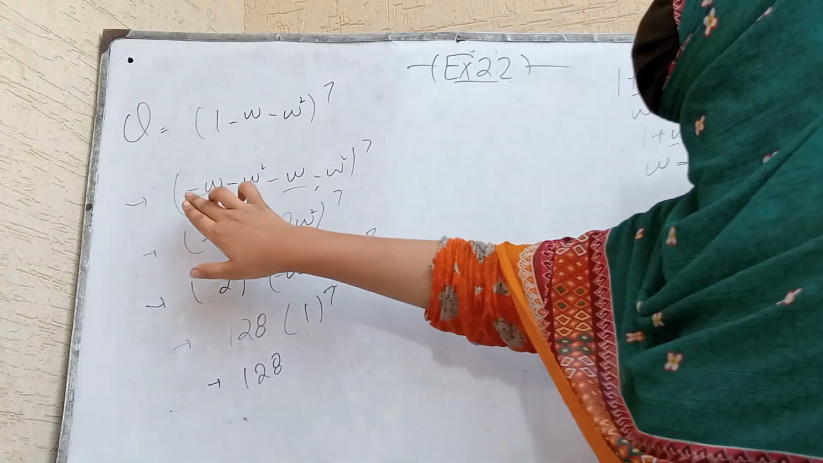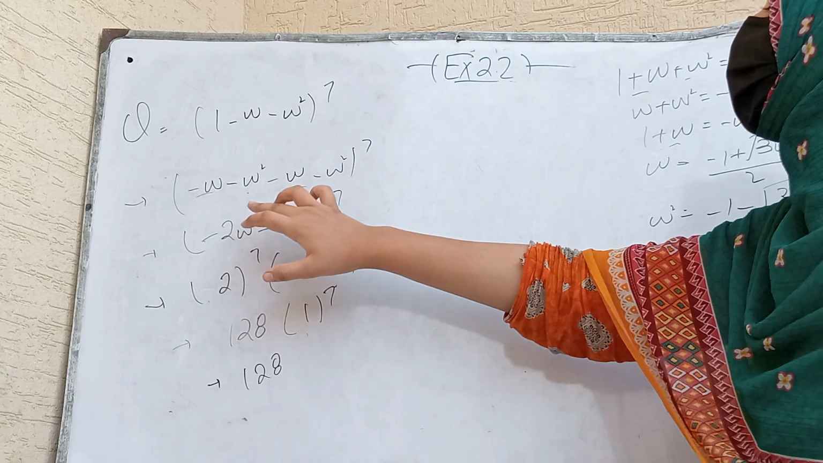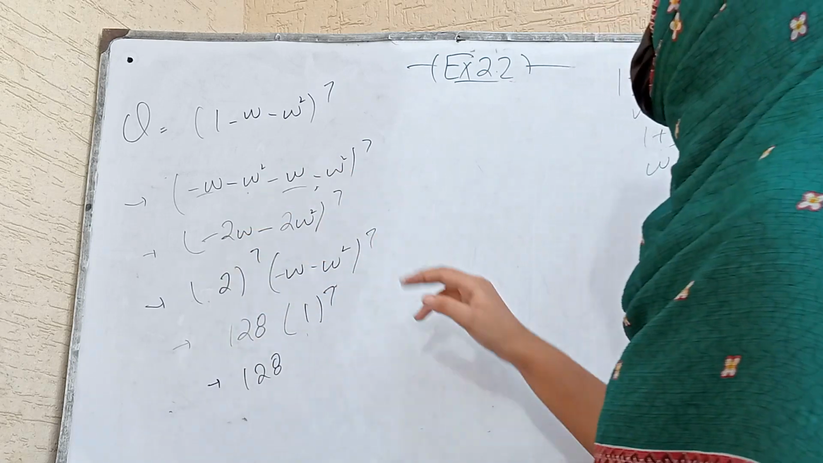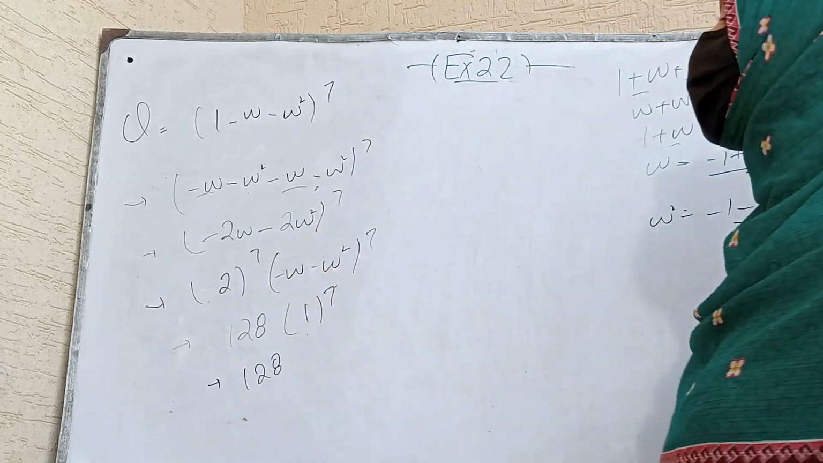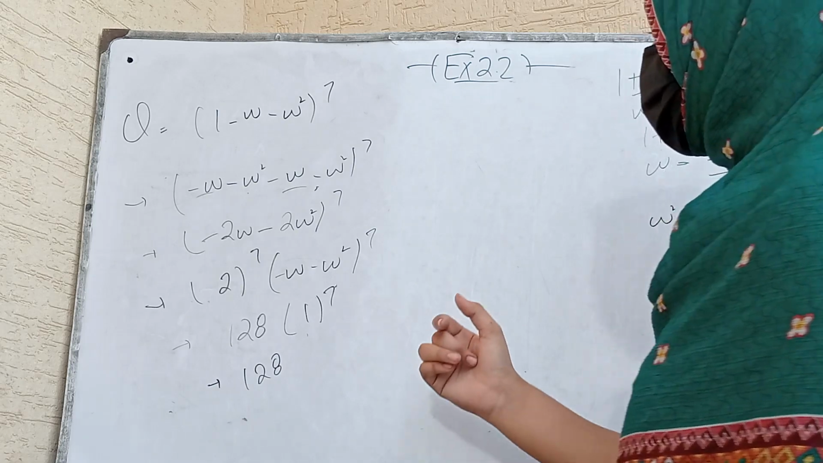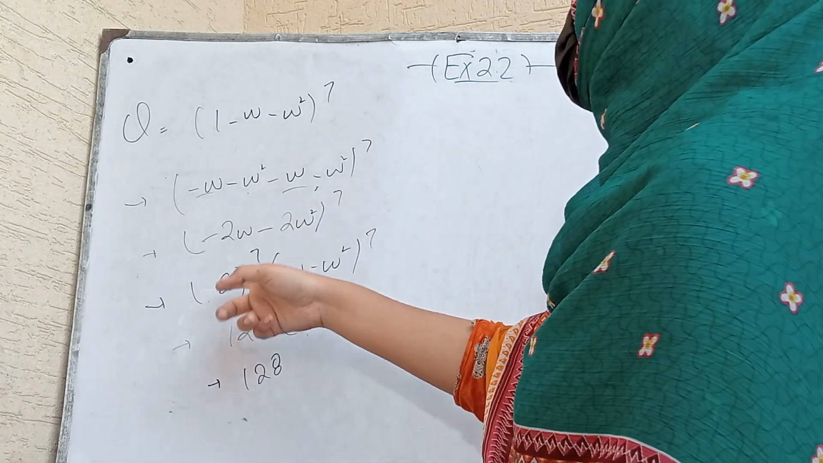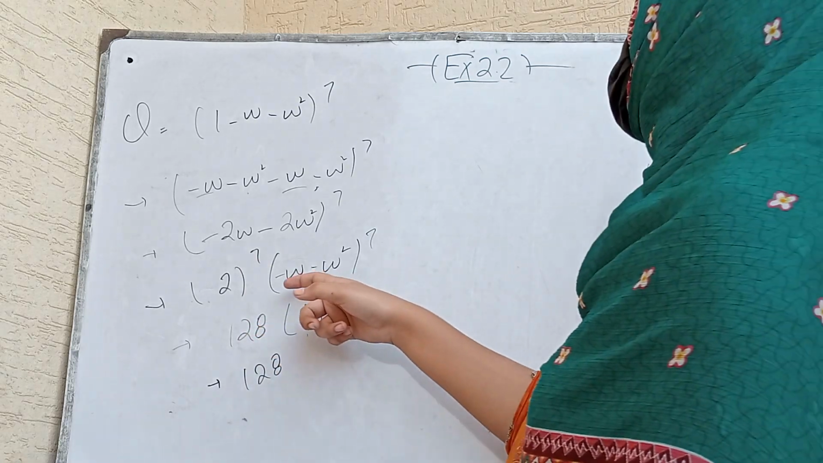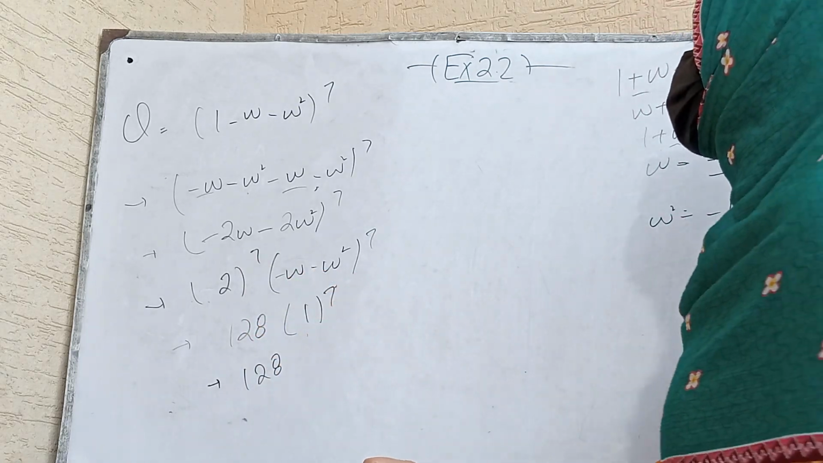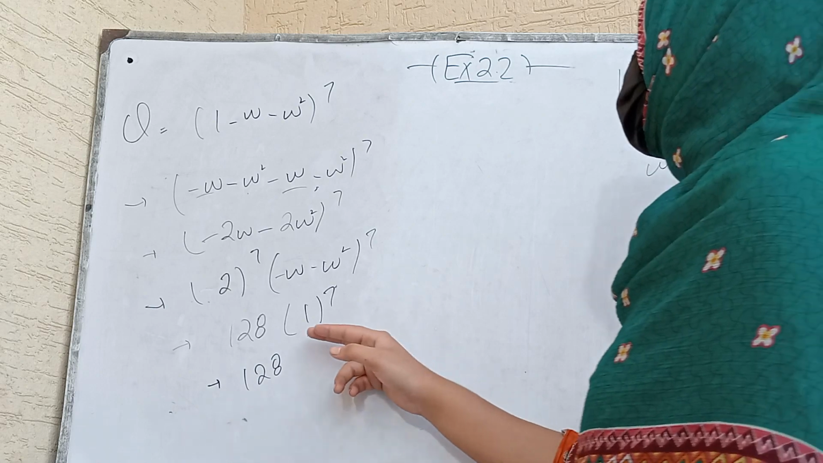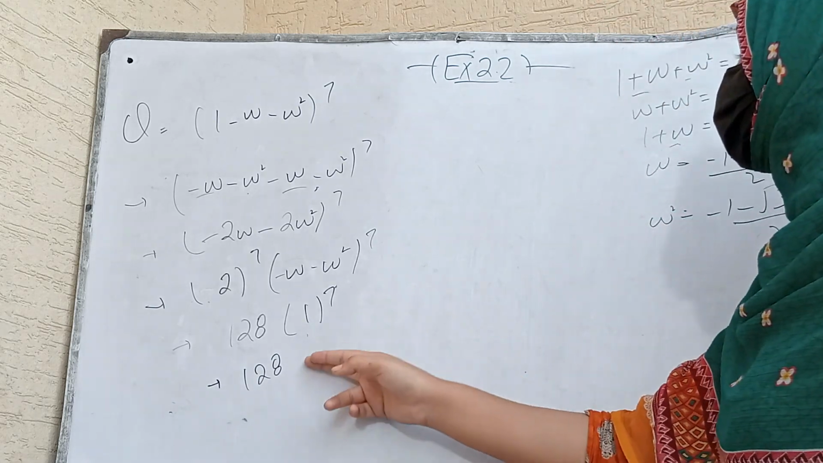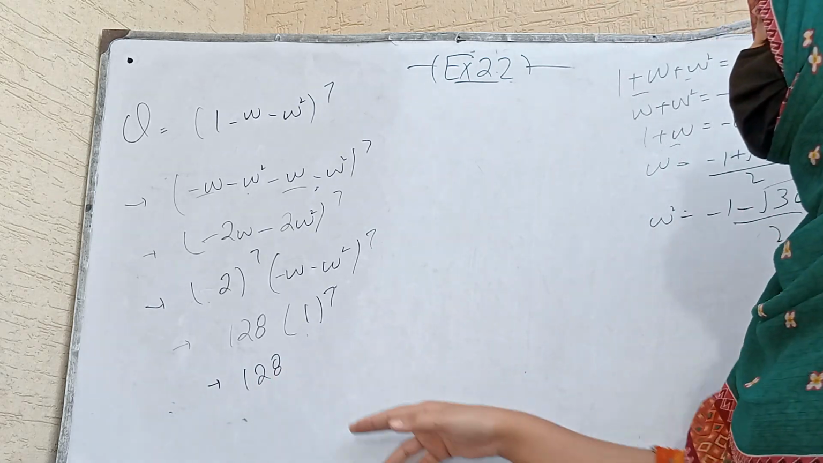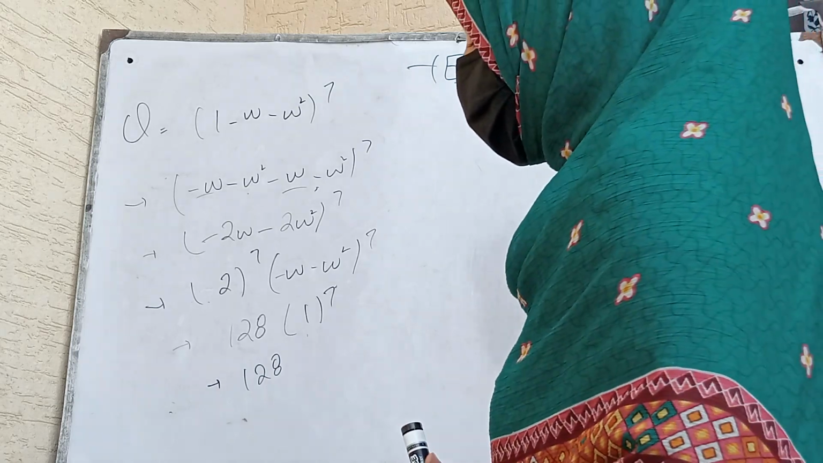Then minus omega, which is minus 2 omega, and minus omega square, which is minus 2 omega square. Power will be separated out. 2 power 7 is equal to 128, and minus omega square is equal to 1. So 1 power 7 is equal to 1, and then 128 multiplied by 1 is equal to 128.